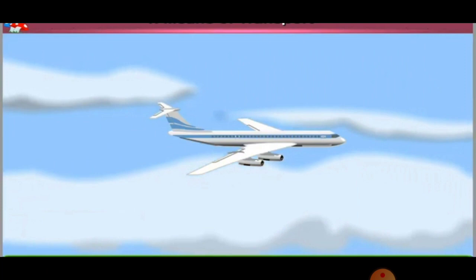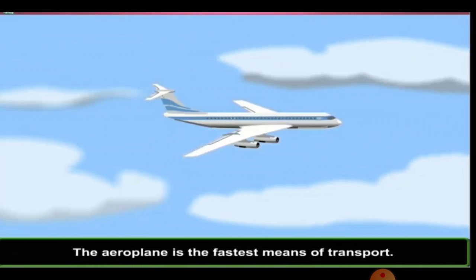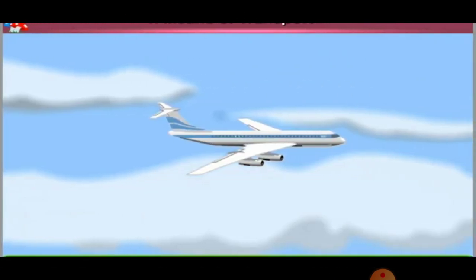There are certain places where one has to travel by air only, and aeroplane is the fastest means of transportation. As I told you, it is the fastest means of transportation. It takes the least possible time.